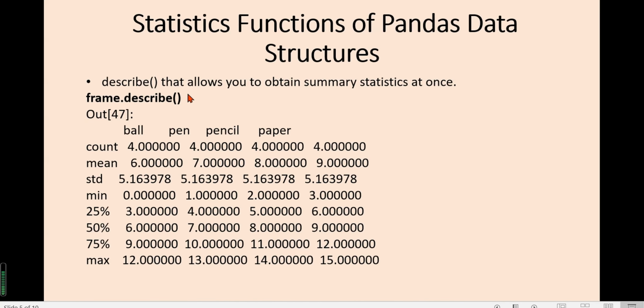And the describe function allows you to obtain summary statistics. So we write frame.describe, then the output will be information for each column of the data frame, and the index here will be count, mean, standard deviation, minimum value of each column, a 25% percentile value, 50% or the median value, a 75% percentile value of each column, and the maximum value.